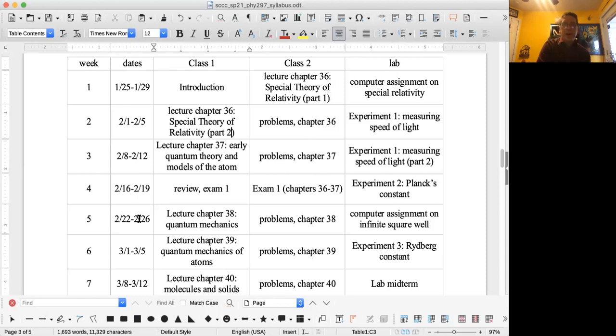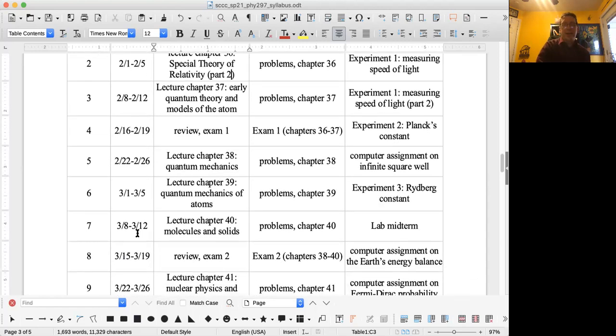So we have lecture 38, quantum mechanics. We'll do problems on Wednesday. And there'll be a computer assignment on the infinite square well. For chapter 39, we'll do the quantum mechanics of atoms. So again, asynchronous lecture posted Monday morning, or no later than Monday morning. We'll go over problems synchronously on Wednesday, and then there'll be an in-person lab experiment that week, and that'll be on the Rydberg constant.